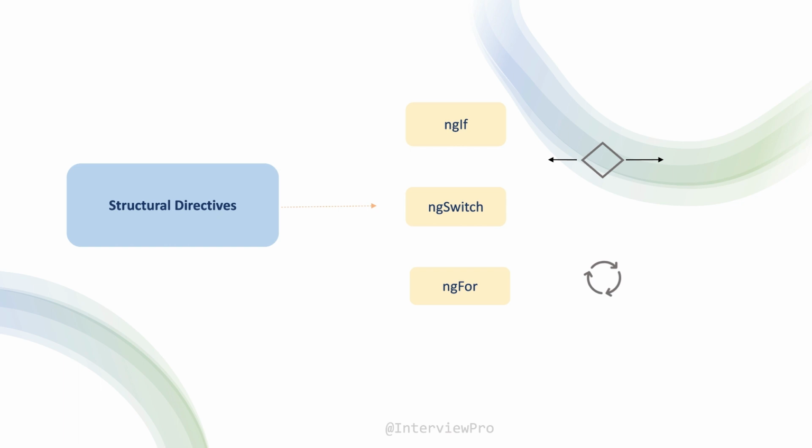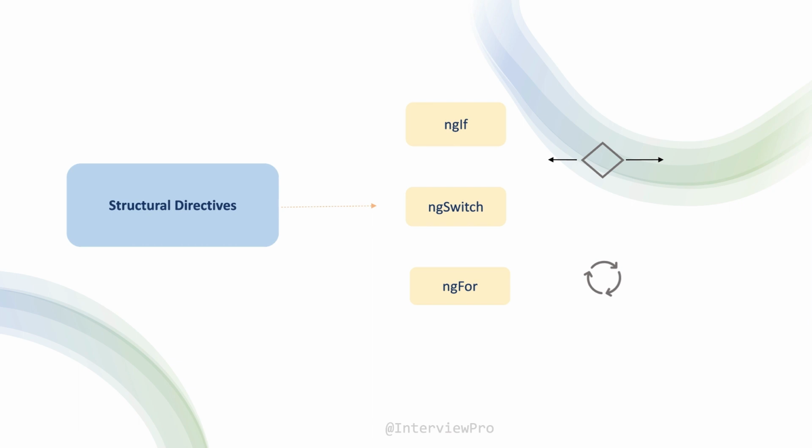As we already covered component and attribute directives, let's see what structural directives are in this video. Structural directives are used to add or remove DOM elements and change the DOM layout. There are three structural directives: ngIf, ngSwitch, and ngFor. ngIf and ngSwitch change DOM layout conditionally, whereas ngFor is used to render elements in a loop.